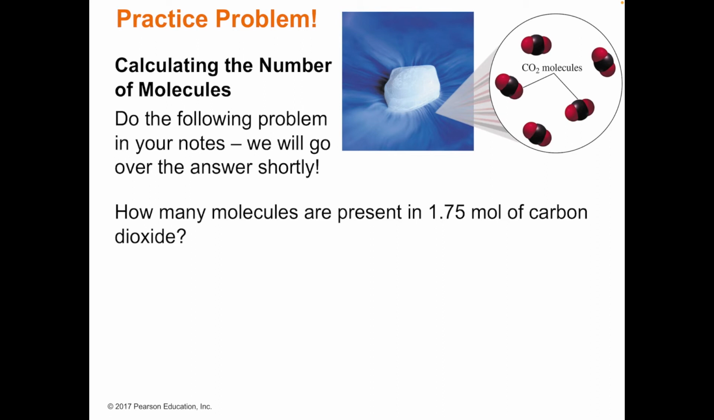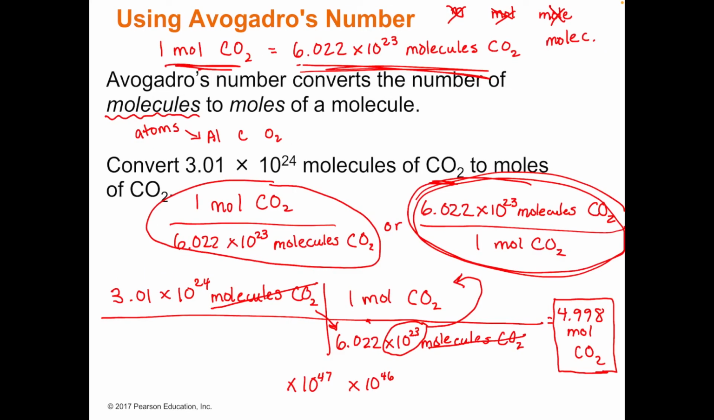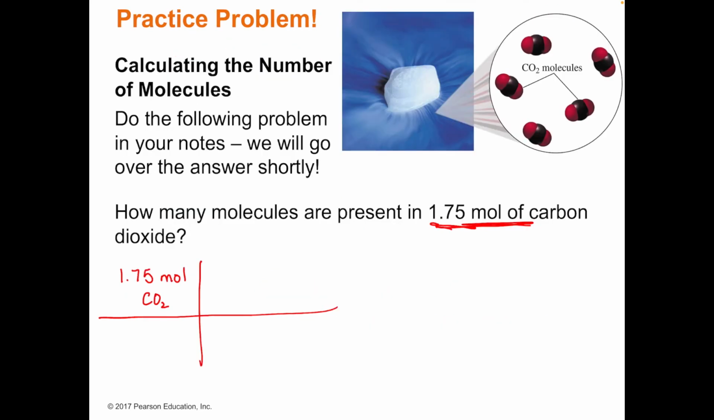So we're starting with 1.75 moles of carbon dioxide. So that will go in the beginning of our train track. And again, just like the last problem, we're using moles and molecules of carbon dioxide, so I'm not actually going to write it out again. We're just going to look at the previous slide. Our equality is 1 mole of carbon dioxide is equal to 6.022 times 10 to the 23rd molecules of carbon dioxide. And so we can write our two conversion factors, one with moles on the top and molecules on the bottom, the other with molecules on the top and moles on the bottom.